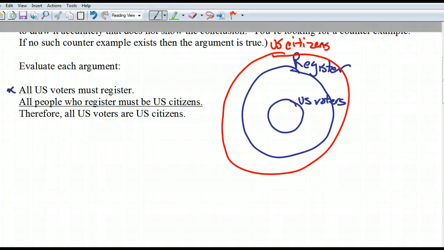So, if you look at the therefore, it says all voters are U.S. citizens. Can you see that by this chart? Here's your U.S. voters. It's inside the U.S. citizens bubble. So this is a valid argument.